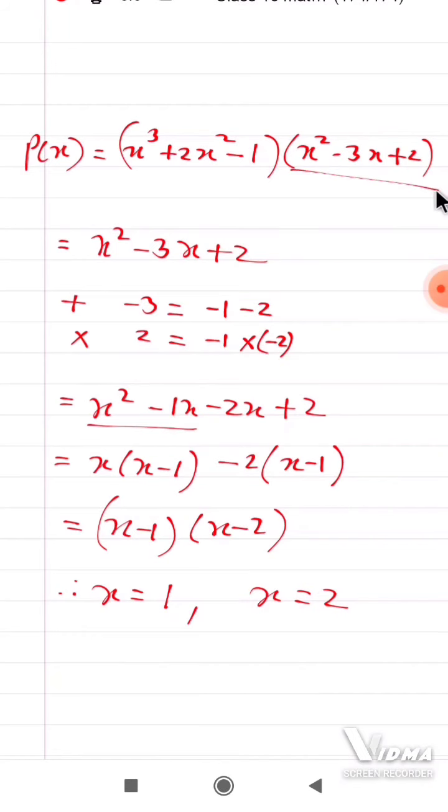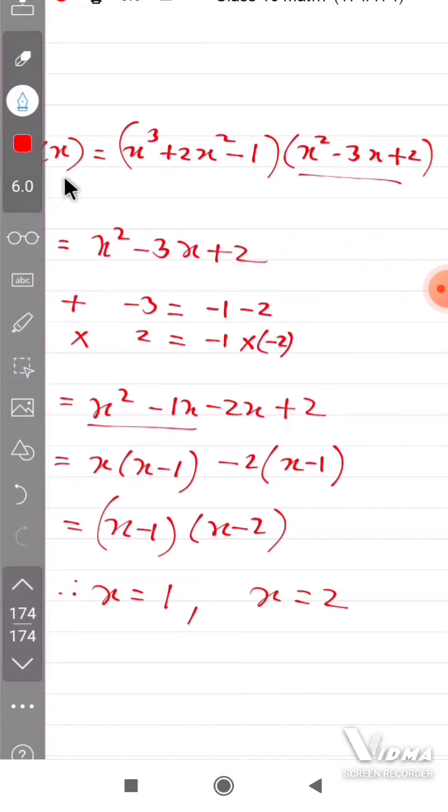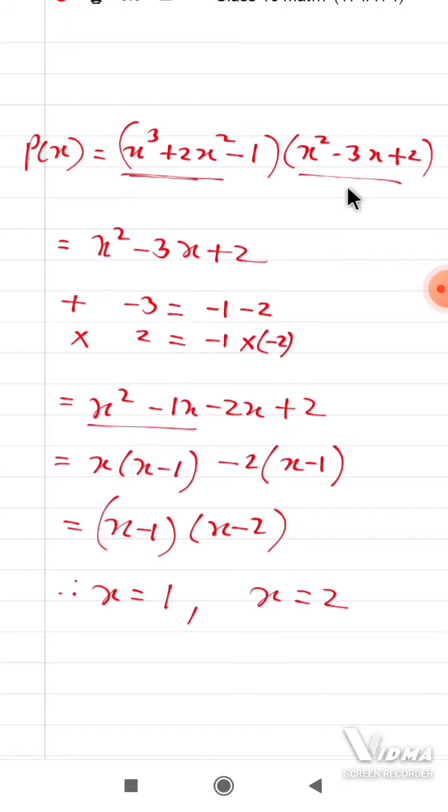But now, since this p of x is a polynomial of degree 5, it will have 5 zeros. So all the zeros of p of x are nothing but the zeros of this cubic polynomial and the zeros of this quadratic polynomial. But at the same time, the zeros of this cubic polynomial and the zeros of this quadratic polynomial are not going to be the same. They are completely different from each other. So that means the zeros of this quadratic polynomial are not the zeros of the cubic polynomial.